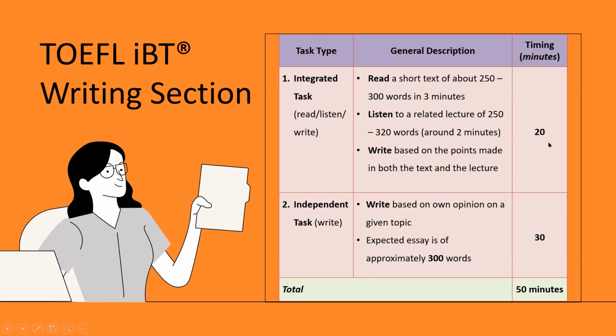You will be given 20 minutes to do this before you go on to the second question, which is the independent task. The independent task, in contrast to the integrated one, only asks you to write based on your opinion on a given topic. Don't forget that you ideally need to write 300 words minimum for about 30 minutes. So in total, the writing section of the TOEFL iBT will take 50 minutes.